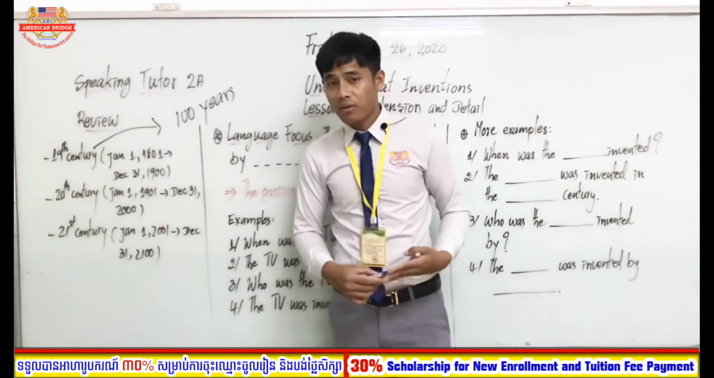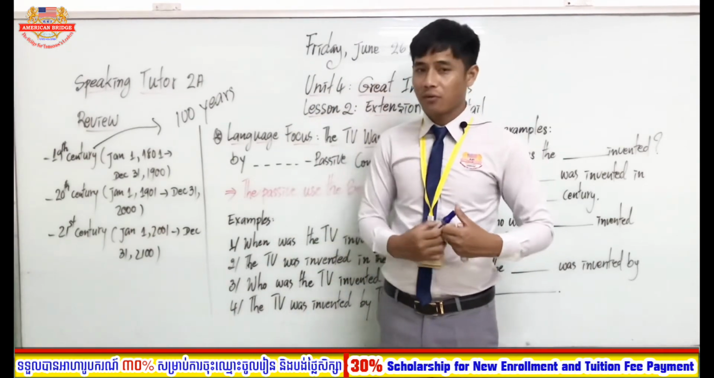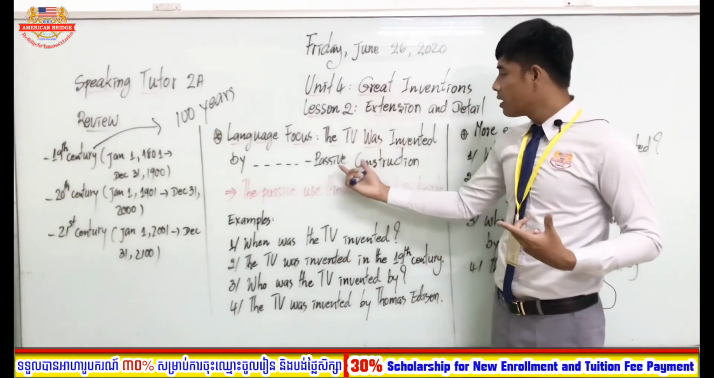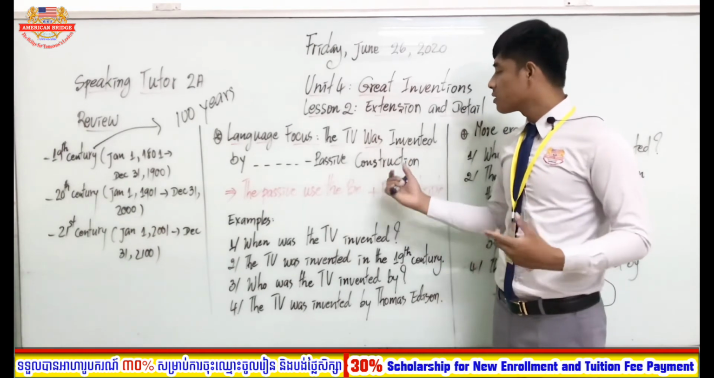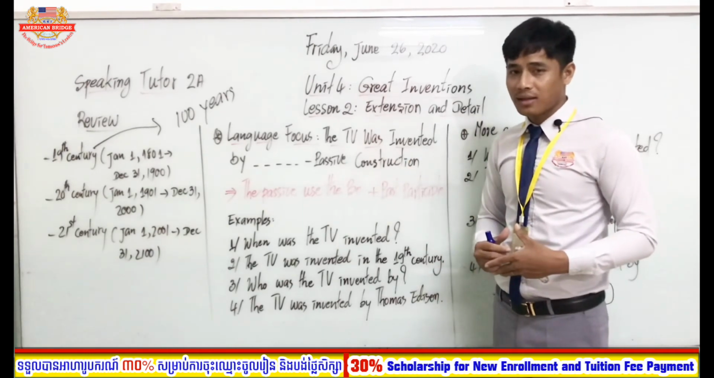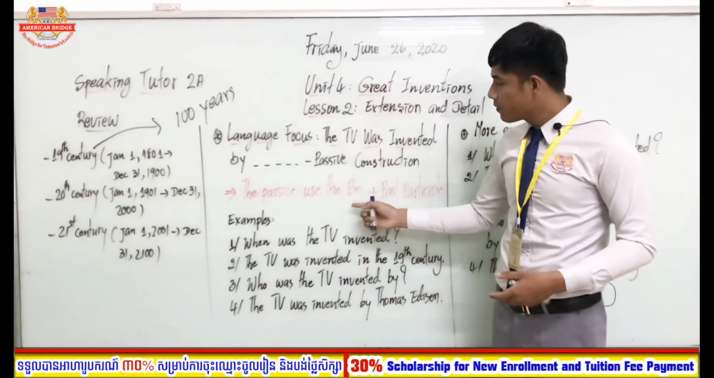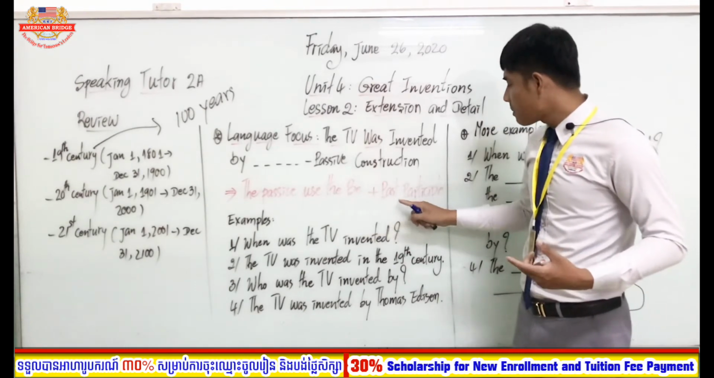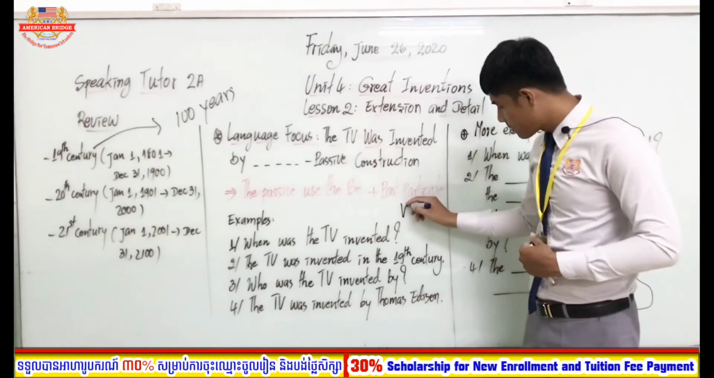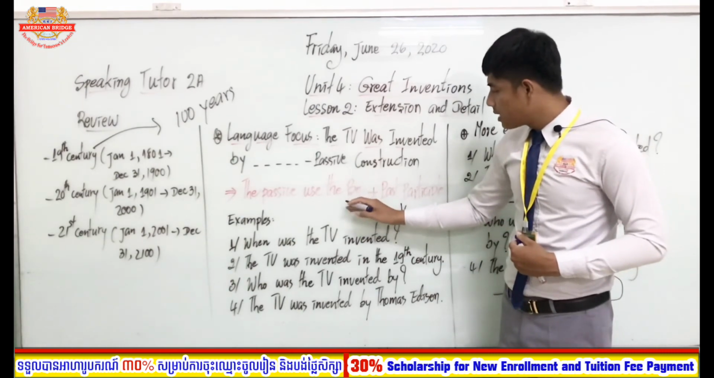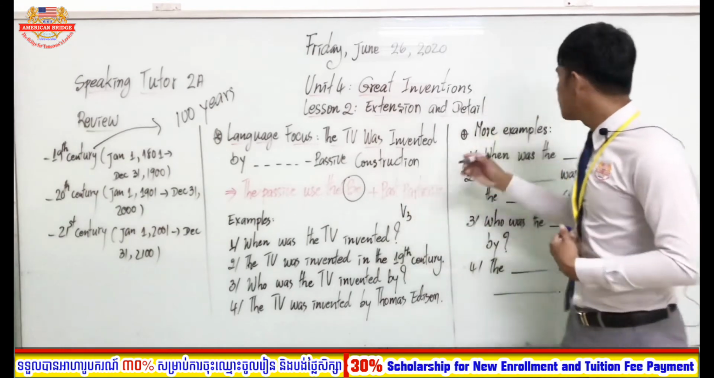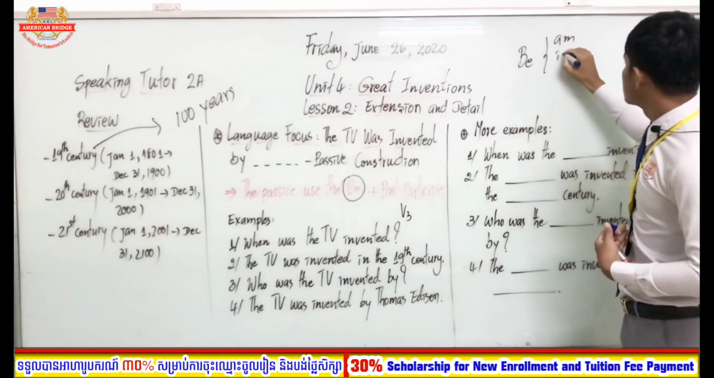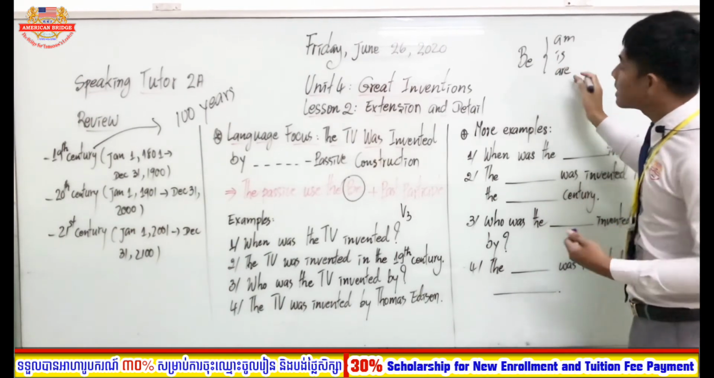Now let me get started with our new topic, the main topic for this video. Today we are going to learn about passive construction. How do we use passive voice in sentences? This is its form. The passive uses be plus past participle. Past participle here means verb 3. As you know already about be, in the present you have am, is, are.